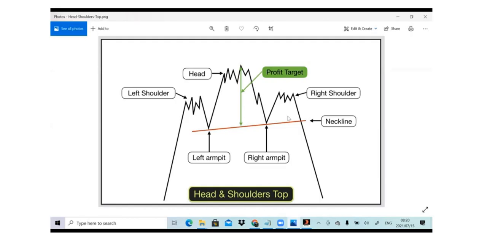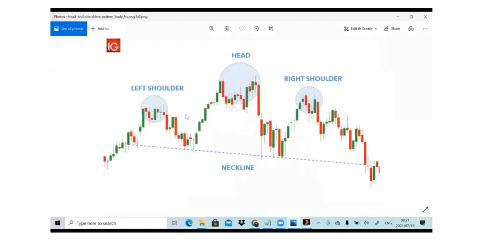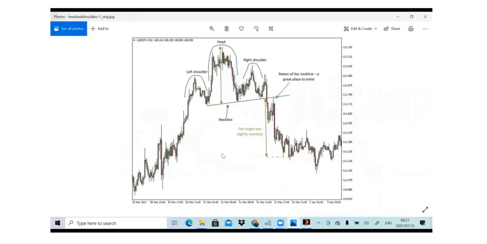So necklines, they can be at an angle and they can be flat. You can take this one reference point, it will be this armpit, armpit. Then as it moves, it becomes a line. Okay. Also this one, same story here. Left armpit, right armpit, and you have your neckline.